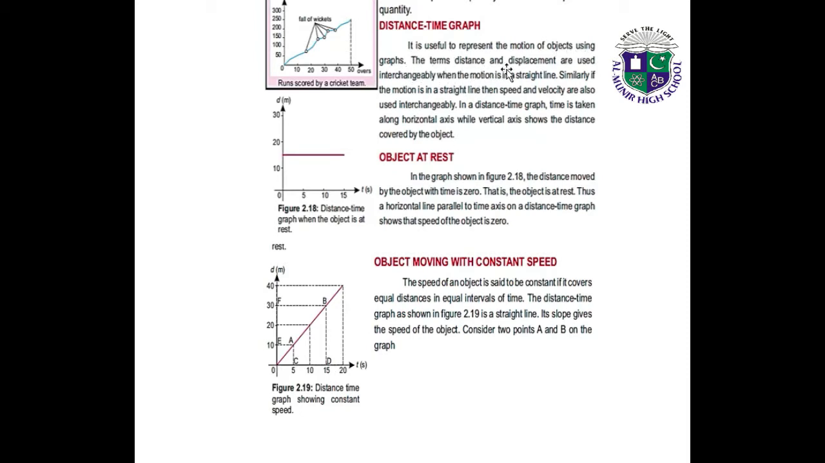It is useful to represent the motion of objects using graphs. The terms distance and displacement are used interchangeably when the motion is in a straight line. Similarly, if the motion is in a straight line, then speed and velocity are also used interchangeably. In a distance time graph, time is taken along the horizontal axis while the vertical axis shows the distance covered by the object. In the graph shown in figure 2.18, the distance moved by the object with time is 0, that is, the object is at rest. Thus a horizontal line parallel to the time axis on a distance time graph shows the speed of the object is 0.